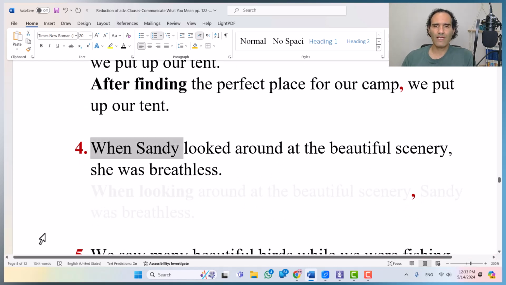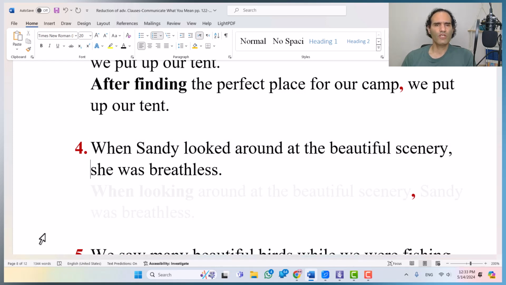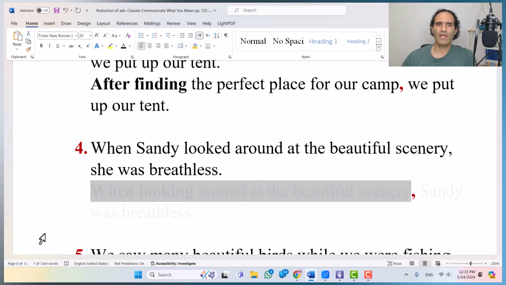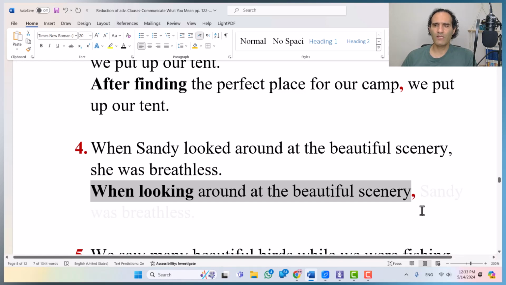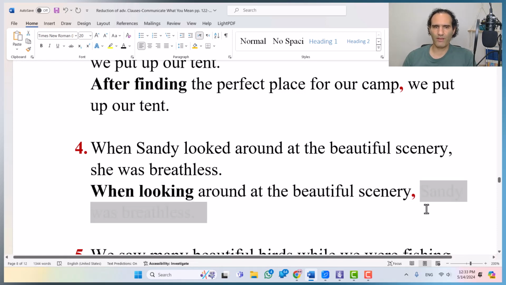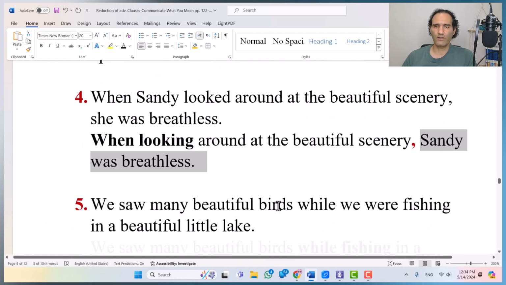Number 4, when Sandy looked around at the beautiful scenery, she was breathless. Looking around at the beautiful scenery, she was breathless. So she was so amazed, and subjects are the same. We can reduce it. And you would say, when looking around at the beautiful scenery, Sandy was breathless. So please don't say "she was." We need a subject here, and we should know who that "she" refers to. Sandy was breathless. A very beautiful sentence.